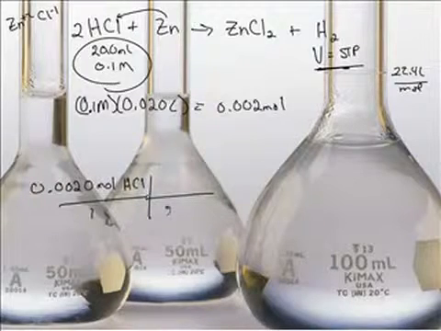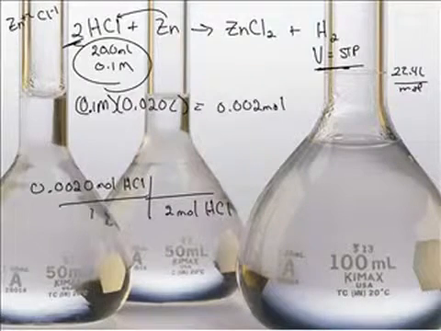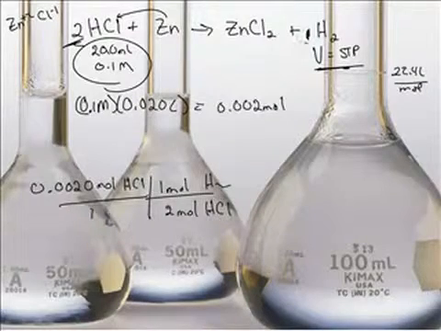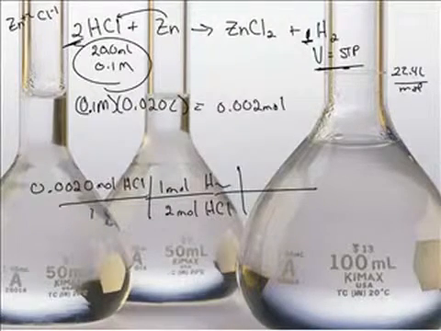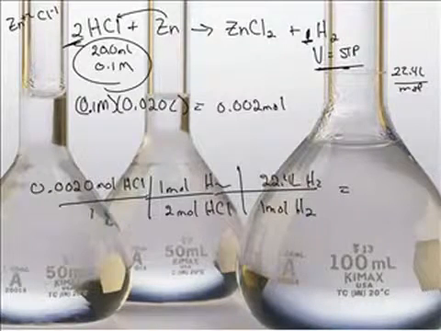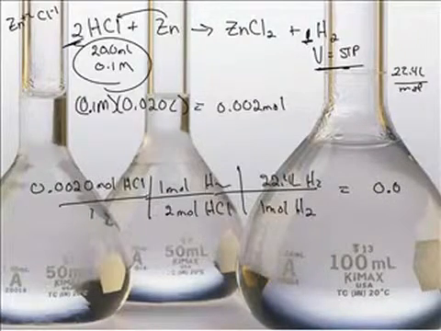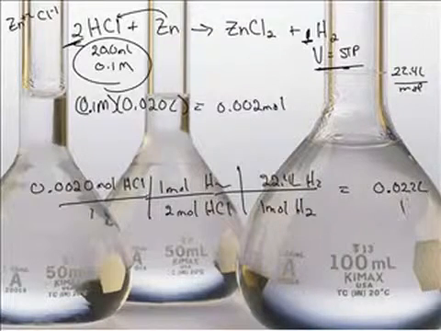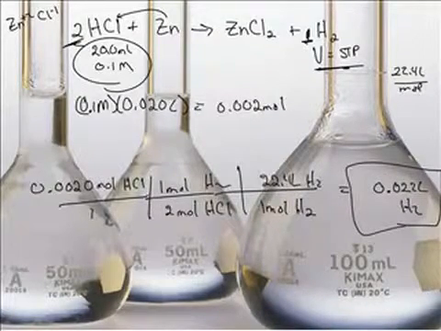There are 2 moles of HCl from the balanced equation, that's from the 2 right there, for every 1 mole of hydrogen. And that's, of course, because there's a 1 right there. And since it's at STP, I can say 1 mole of hydrogen is equal to 22.4 liters of hydrogen, because it was at standard temperature and pressure. So now I just take 0.002 divided by 2 times 22.4, which gives me 0.022 liters of hydrogen. Not too bad, is it?